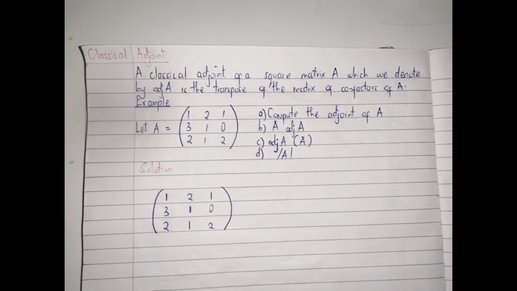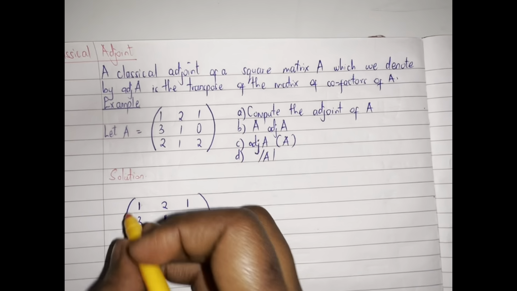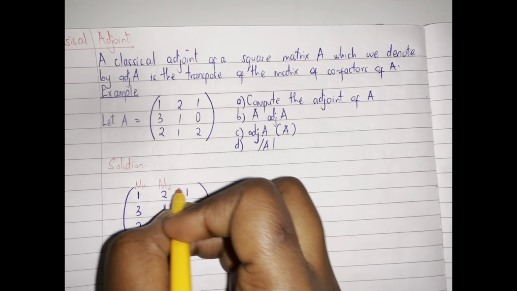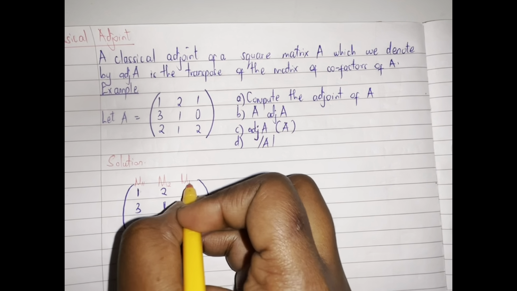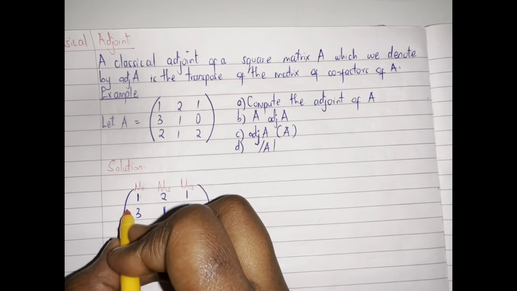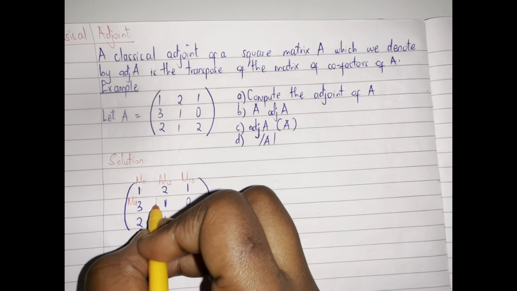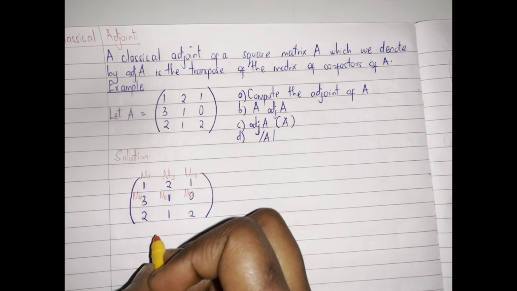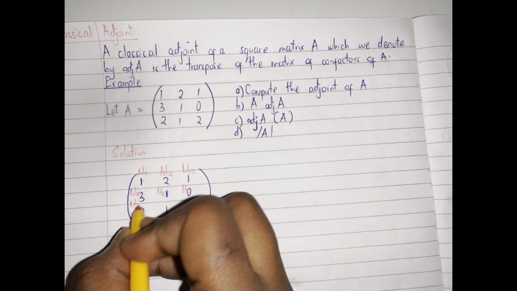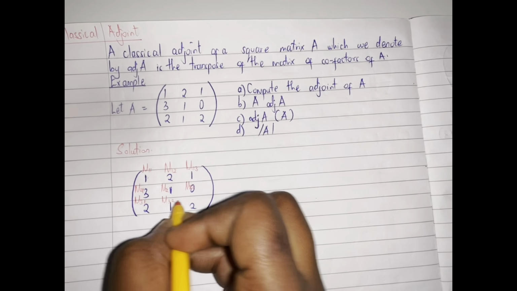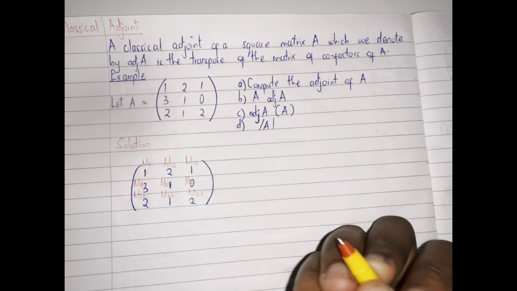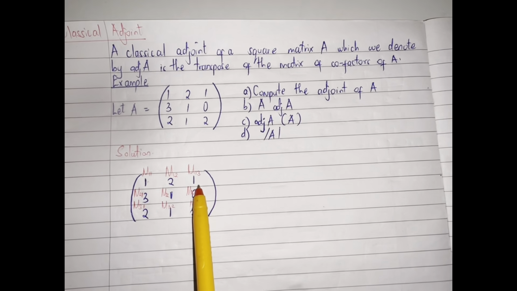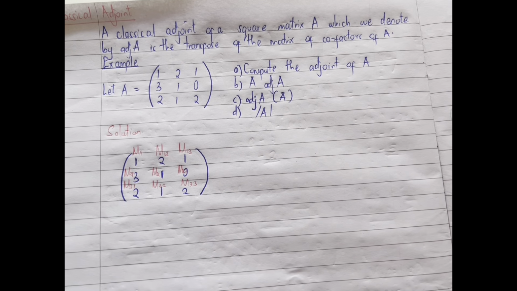Then I'm going to label them. I'm going to label each of the minors with their position. So M11, M12, M13, M21, M22, M23, M31, M32, then M33, which is the last. So we're going to find the minors of all these values here.